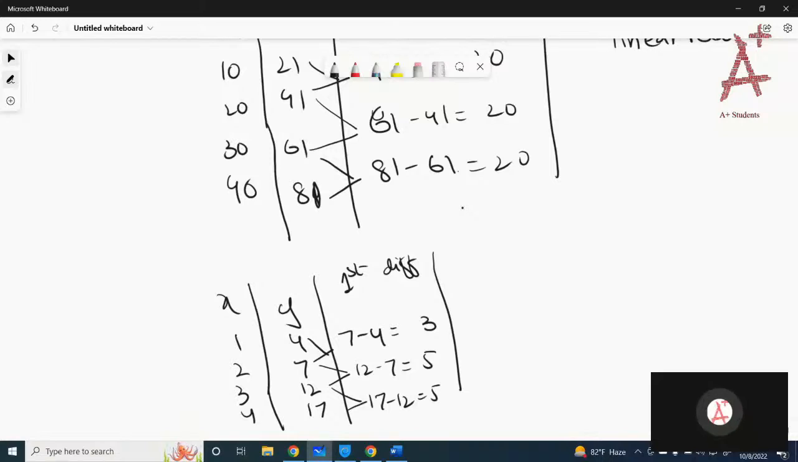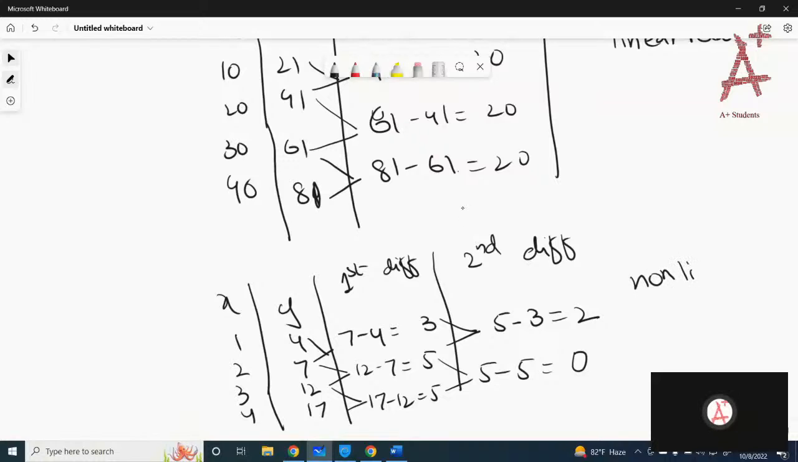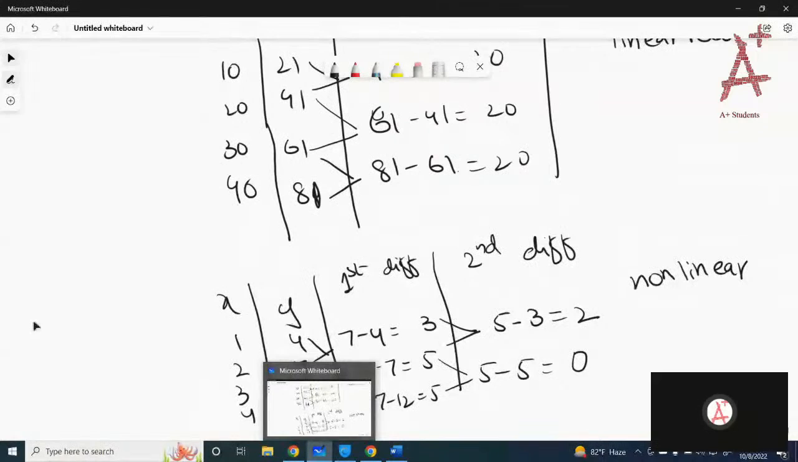Now you have to calculate the second differences to see if it is quadratic or not. Got it? Just subtract the differences. 5 subtract 3 is 2, and 5 subtract 5 is 0. The second differences are also not equal. That means it is neither linear nor quadratic. They are non-linear relationships. Got it? Let's do another example.